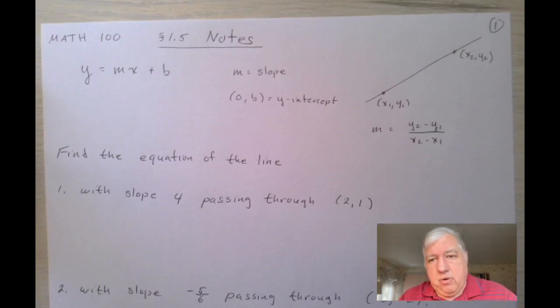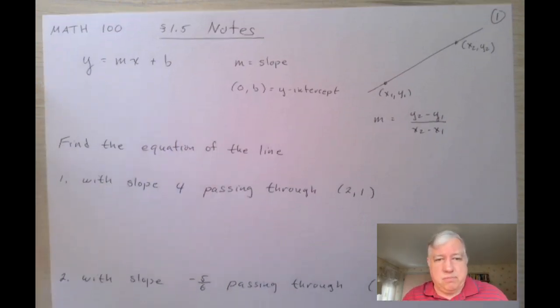Now, in some of these problems, the slope will be given, or in some cases, we'll have to compute the slope. But as long as we are given the slope and a point, or if we're just given 2 points and that's it, that's really all we need to find the equation of a line. And we're going to put all these equations in this form.